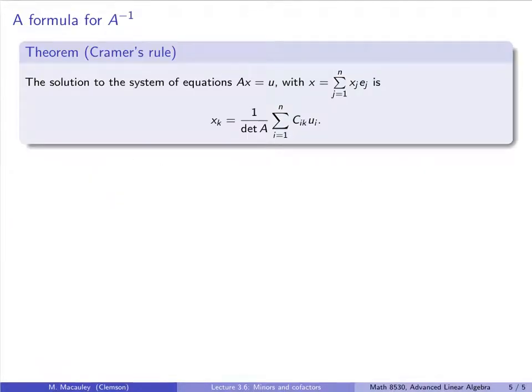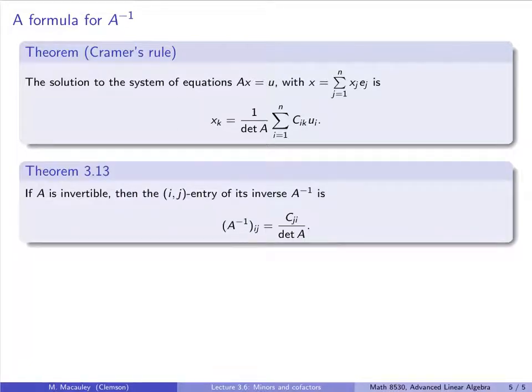The result that we derived on the previous slide is called Cramer's rule. So here it is stated formally with that same formula for xk. And now we have a surprising corollary of Cramer's rule, which is the formula for the inverse of a matrix. So this explicitly tells you what the ij entry of the inverse is. It's the cofactor cji divided by the determinant of A.